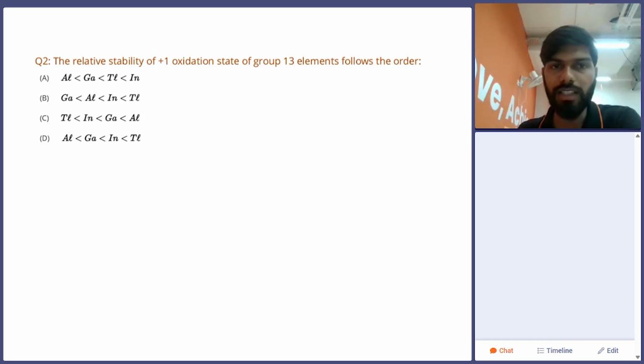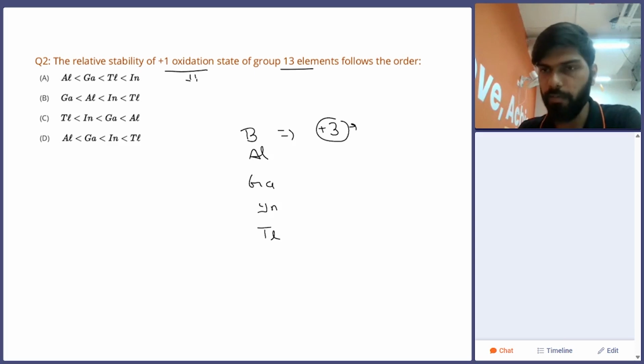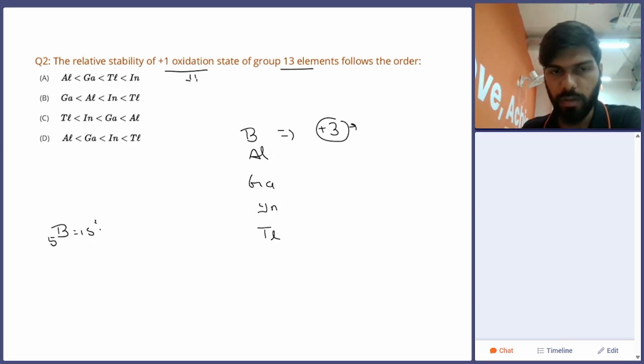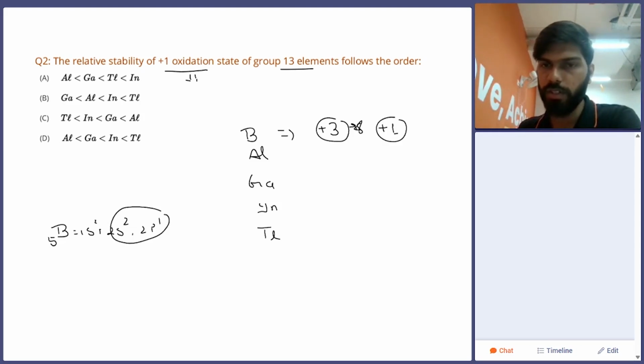Now the next question: the relative stability of the +1 oxidation state of group 13 elements follows the order. See, first of all, the group 13 elements are boron, aluminium, gallium, indium, thallium. The common oxidation state is +3 for these elements. Like for boron, the atomic number is 5, so the configuration is 1s2, 2s2 and 2p1. So in total 3 electrons will participate. They show +3 as well as +1 oxidation state.